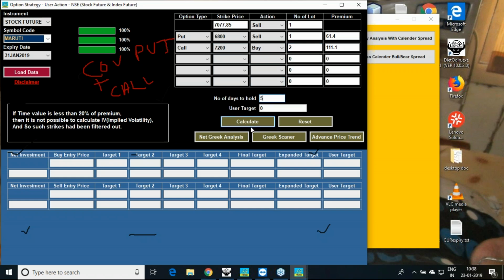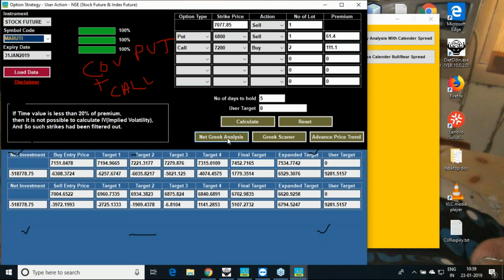If I give it 5 days of time and calculate, you can say that once it is moving or going to the 6800 range, I do not have any losses. If it goes above 8200, I'll start making profit. Till 7400 I'm making a small profit. However, this is based on the current IV, so the IVs will be different at that time, and I'll be impacted based on that too.